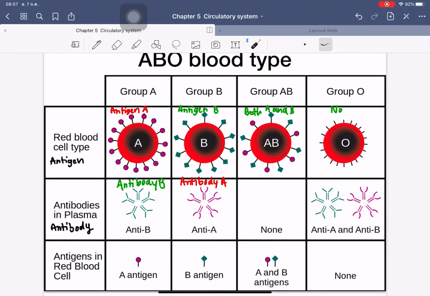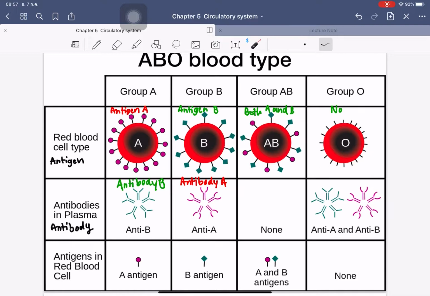So the question is, what is the chemical used for determining the blood type, antigen or antibody? Here we say that the blood type is determined by the antigen. So what is an antigen? An antigen is a chemical or protein on the surface of the blood cells. If the blood cells contain antigen A, it will be blood type A. If they contain antigen B, it will be group B. If they contain both antigen A and B, it will be blood type AB. But if you don't have any kind of antigen, it will be blood type O.